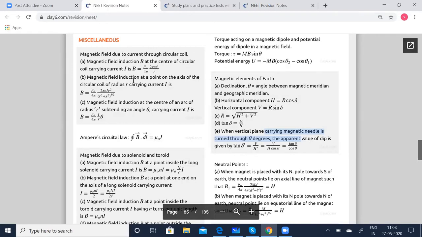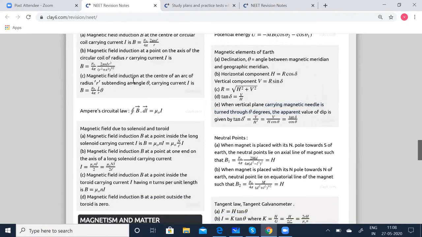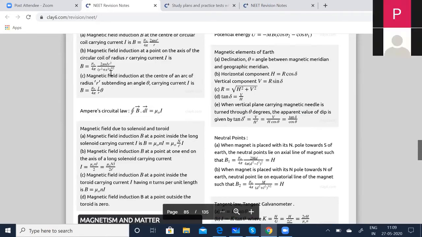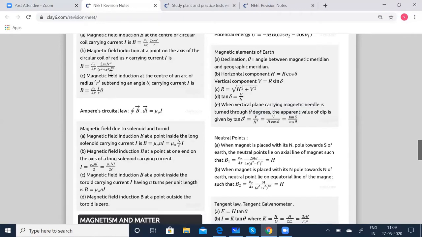Magnetic field induction at a point on the axis of the circular coil of radius R carrying current I is B is equal to mu 0 by 4 pi 2 pi NI R squared divided by R squared plus X squared to the power of 3 by 2. X is the distance at which the particle is kept from the center.